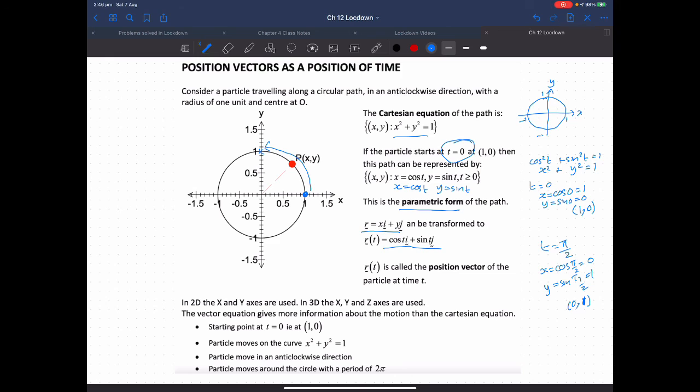So there's a lot more information that we can get from the parametric form than the Cartesian form by itself gives us.